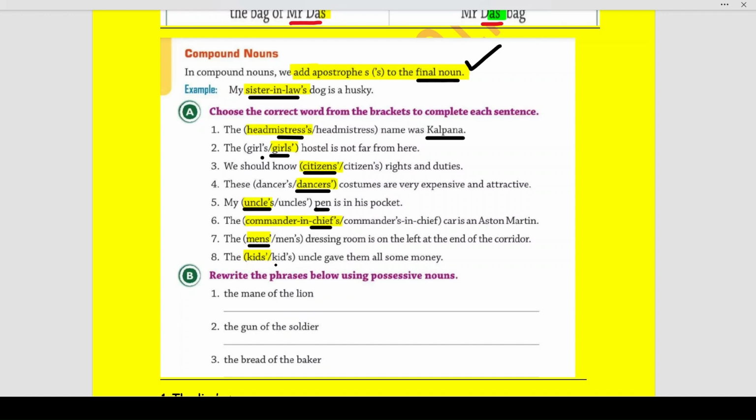The kids or the kids' uncle gave them all some money. Now, see, gave them all some money indicates that kids is a plural noun. Kids is ending in S. Therefore, with plural nouns which end in S, we add just an apostrophe after it. So, this is how you will do your compound nouns to show possession.